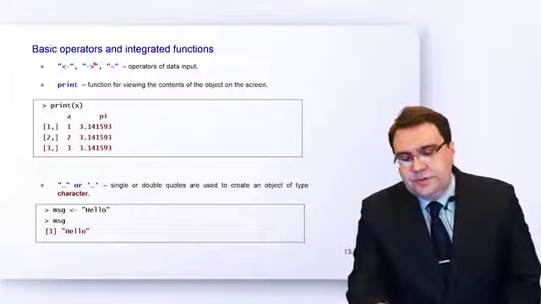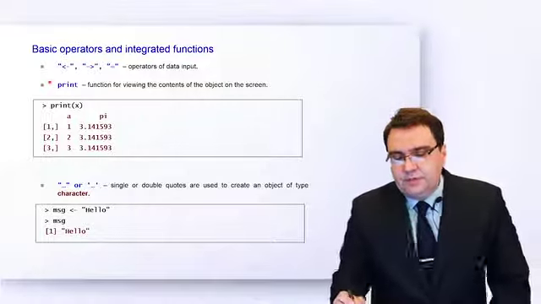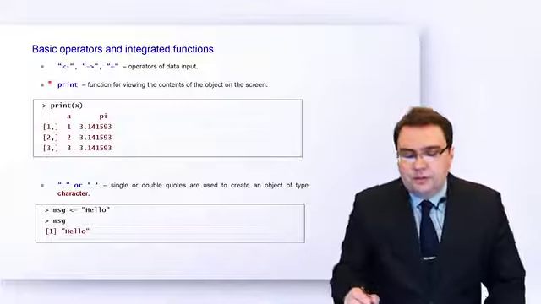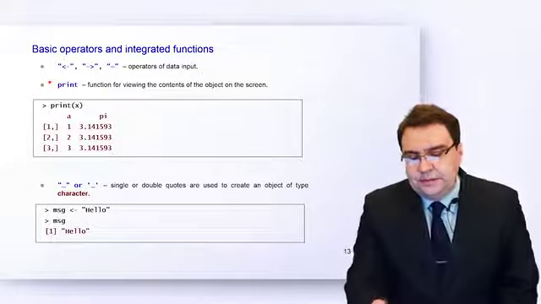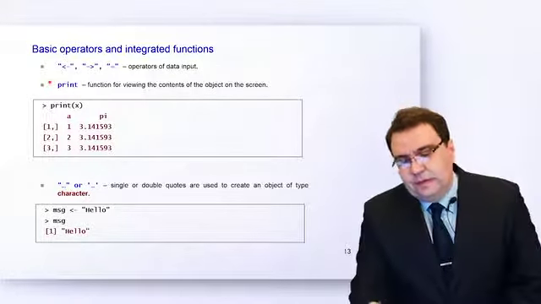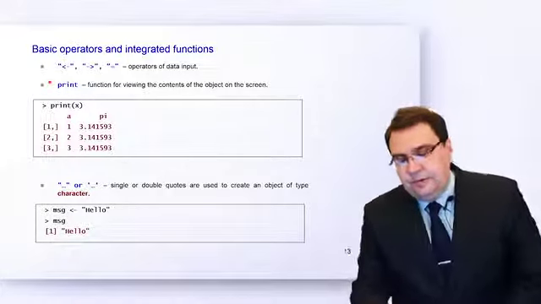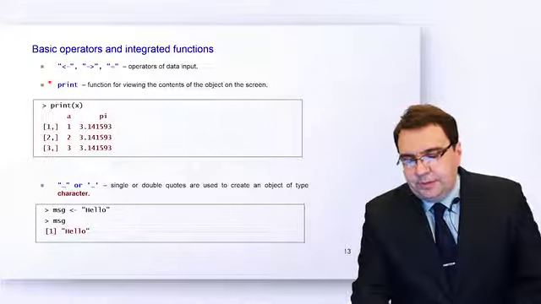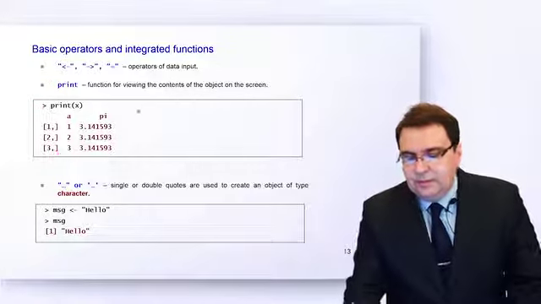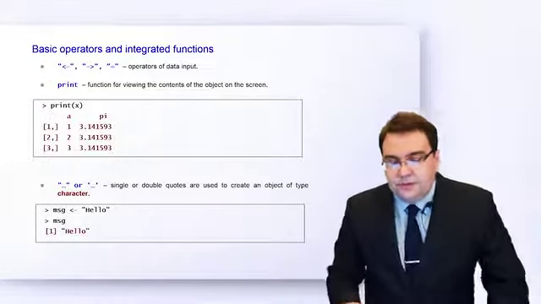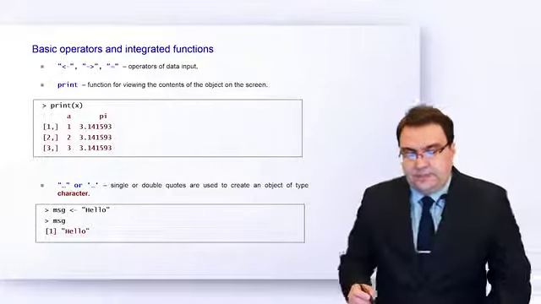Next important function is print. Print function is for viewing the contents of the objects. So in command line, you can write print and then the name of your variable. In a previous example, we have a matrix X. If I write print X, then I see the printout on my monitor screen and the content of these variables.